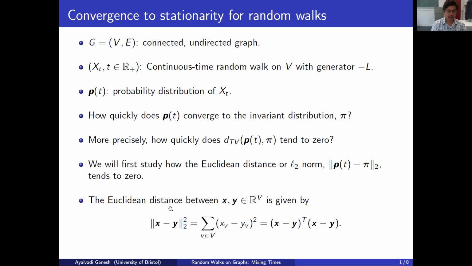And let me also remind you what the Euclidean distance between two vectors x and y is. It's easier to write down an expression for the squared Euclidean distance. So this is the sum over all coordinates v of (x_v minus y_v) squared. And we can also write this as the inner product of the vector x minus y with itself. Again, to remind you of conventions, vectors are column vectors unless otherwise specified, but probability distributions are row vectors by convention.